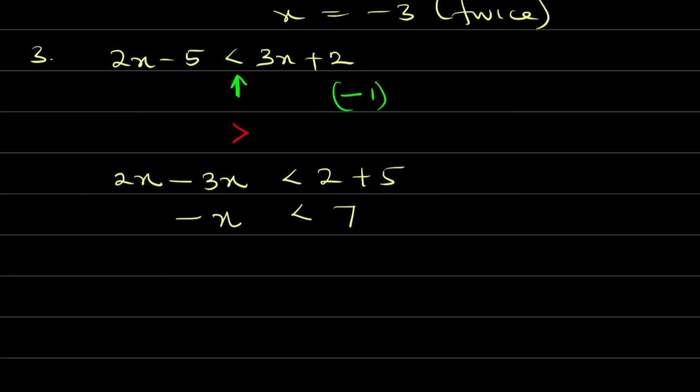So to solve for x, we need to divide through by negative 1. And the rule says when we are dividing or multiplying through by a negative number, we must change the sense of the inequality. So this makes x is greater than negative 7. And that is the end of question number 3. Let us move on to question number 4.